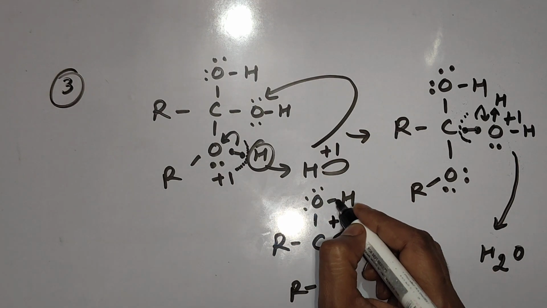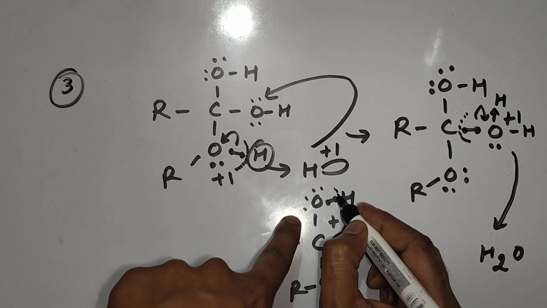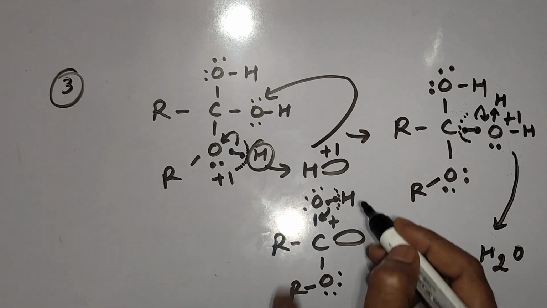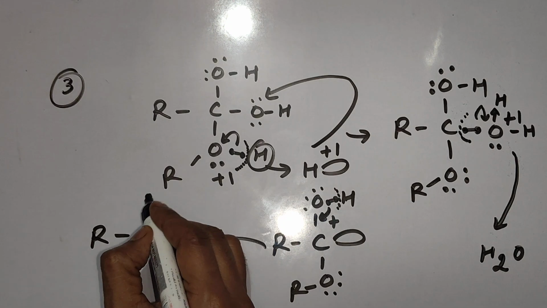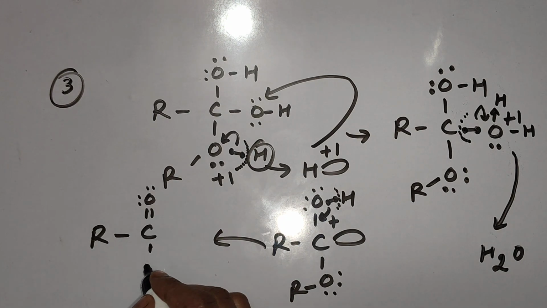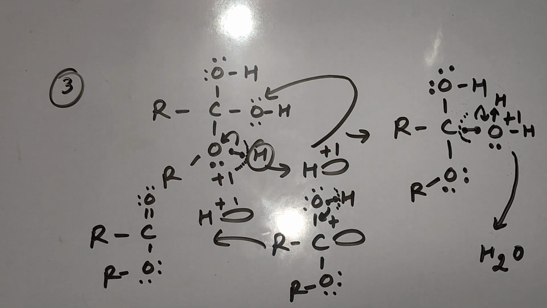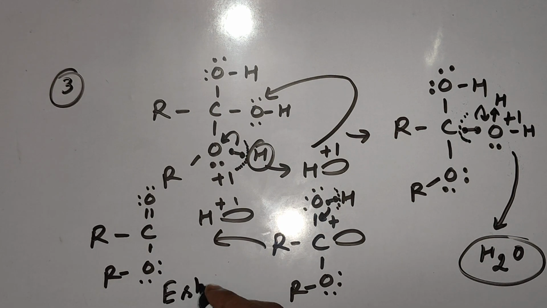Like this, which will be satisfied by the neighbor oxygen by bringing these electrons like this. Again H positive will be released, and finally what will we get? A double bond between oxygen and carbon, OR, and H positive ion will be released. So look at the products. Water molecule. Check this one. This is what? This is ester.